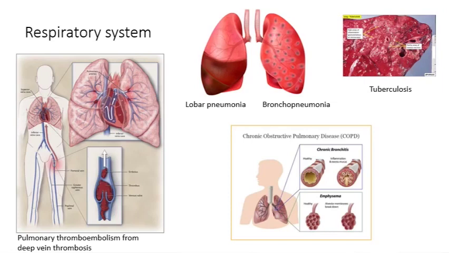Then you have infectious causes like, for example, lobar pneumonia, which is basically pneumonia affecting one lobe of the lung, or bronchopneumonia, which is more diffusely spread across the parenchyma of the lung. Pneumonia is mostly bacterial, due to streptococcus or staphylococcus and other types of organisms.